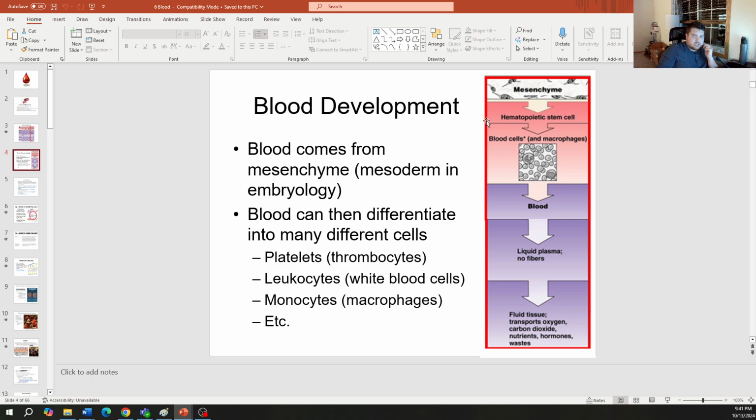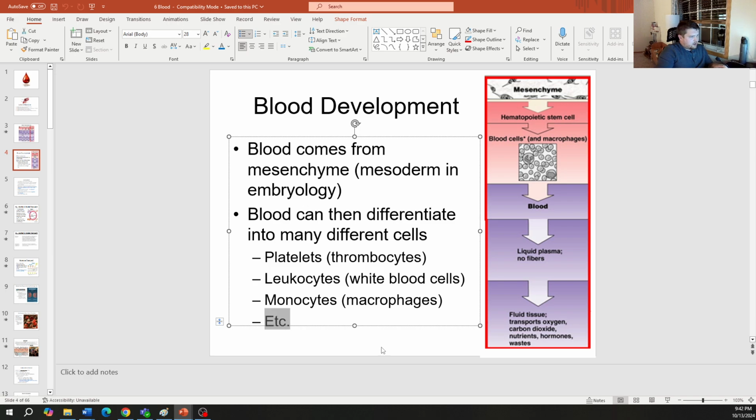Remember, anytime you see the word heme or hema, hemato, all of those prefixes and suffixes, everything like that means blood. Heme correlates to hemoglobin, which is blood, okay? From that stem cell, we get our different blood cells, red blood cells, white blood cells, and a whole bunch of other things, platelets, monocytes, all that kind of good stuff.